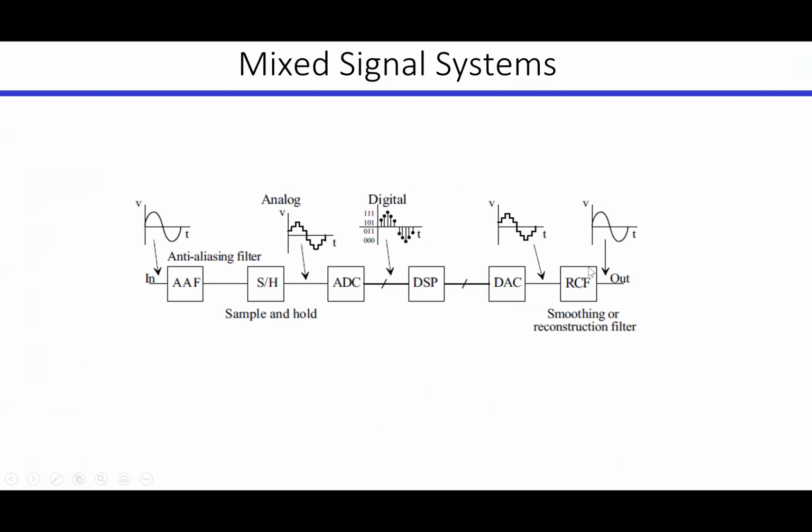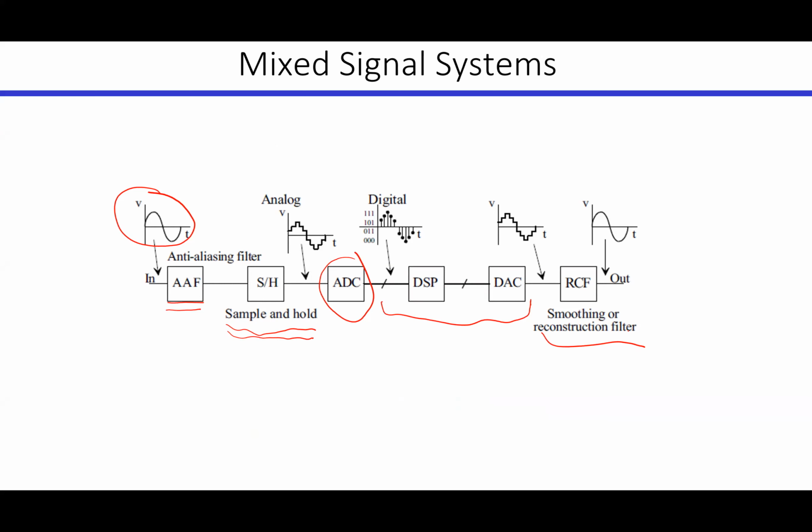So basically, let's remember our mixed signal system. We will have a voltage signal coming in, and we will need an anti-aliasing filter. Now we will discuss the details of this. Why do we need the anti-aliasing filter? And then we will have a sample and hold circuit. Then we will have the ADC followed by the DSP, digital signal processing, and then the DAC, and then a reconstruction filter. Also, we will come to this. So this is the generic structure of a mixed signal system.